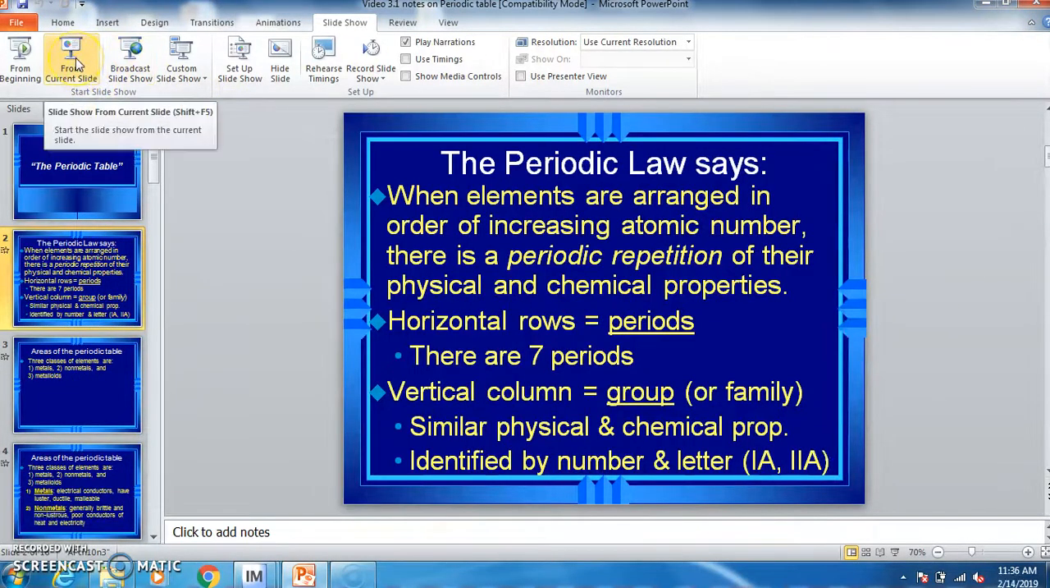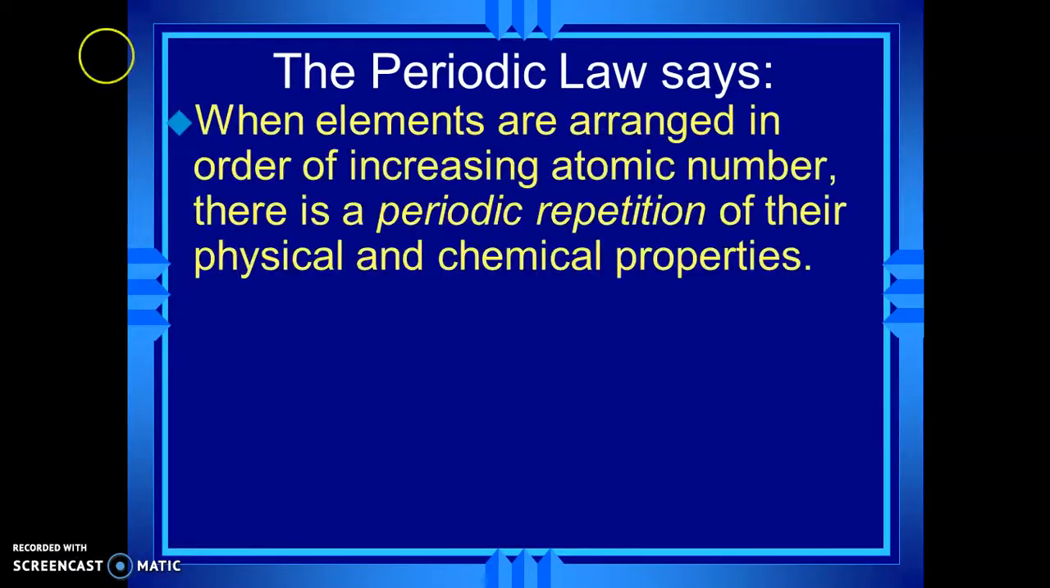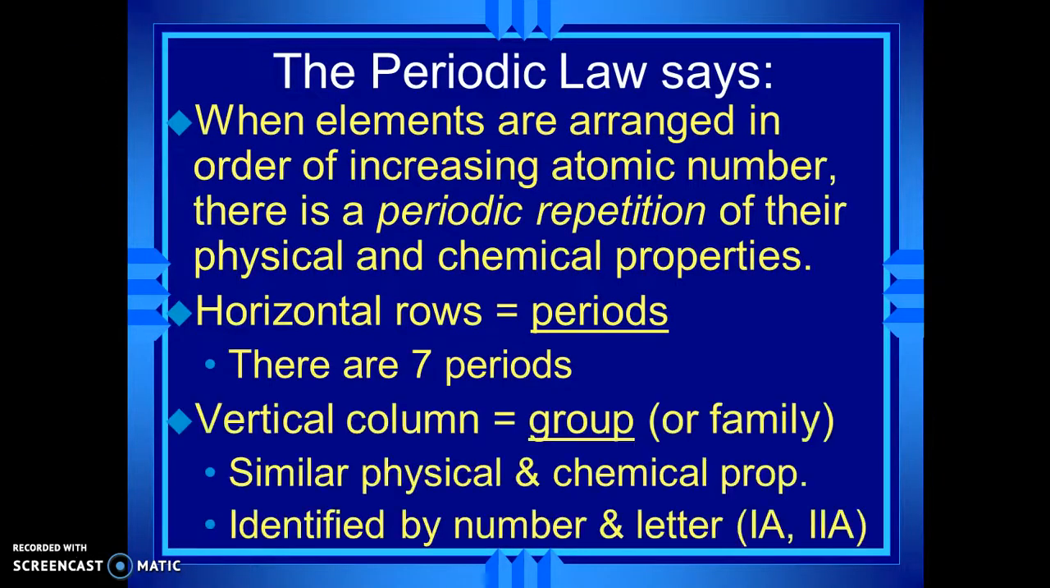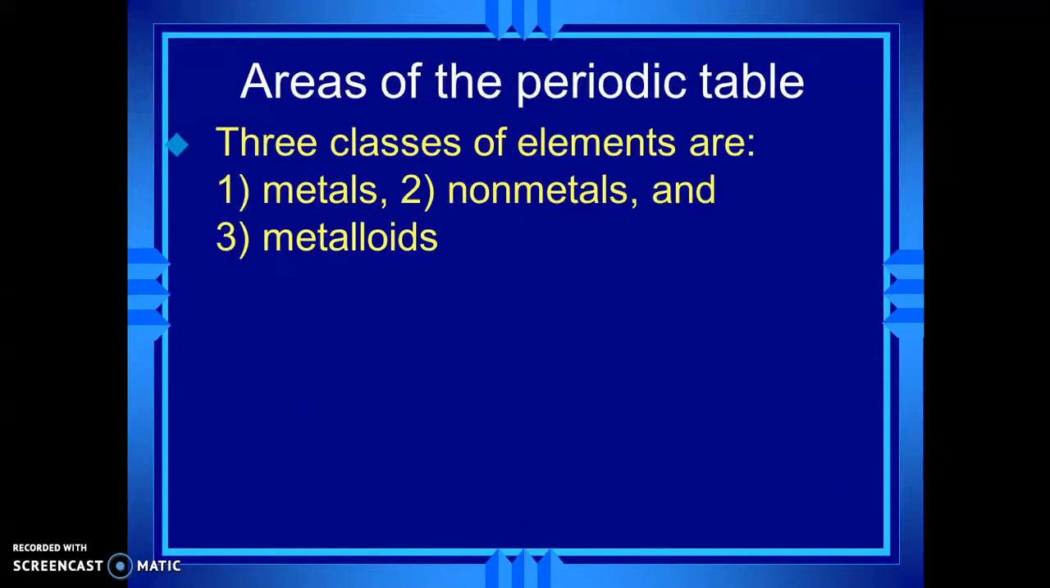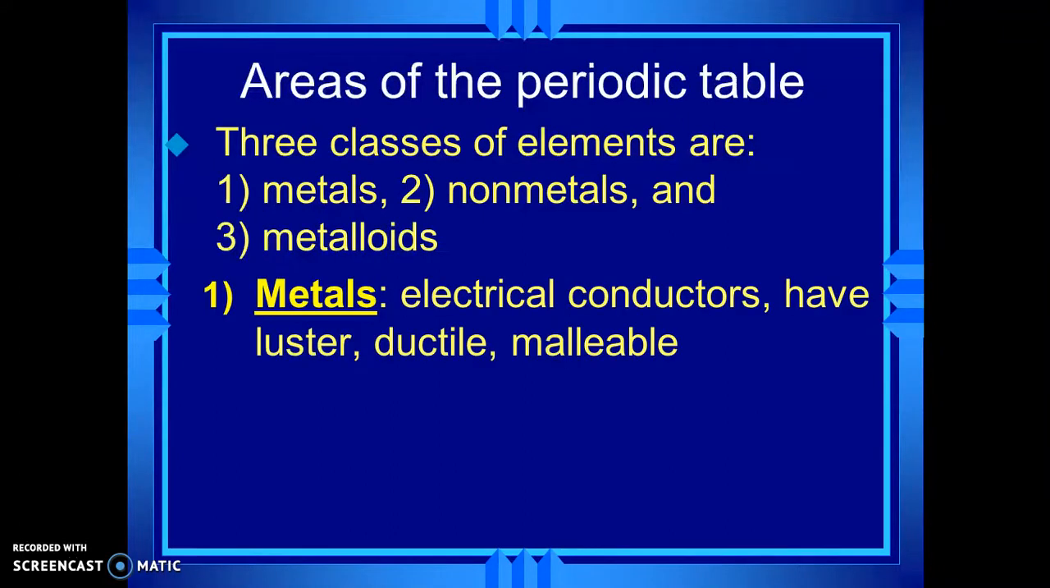Now, another way in which we divide up the periodic table is based on 3 different distinctions or classes of elements called metals, nonmetals, and metalloids. So metals have similar properties. Metals tend to be good conductors of electricity. They have luster, which means they're shiny, and they're also ductile and malleable. Ductile means they can be drawn into wires, and malleable means that they're bendable, so they're really kind of soft.